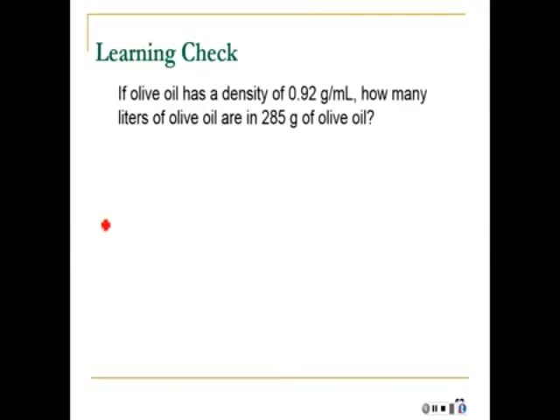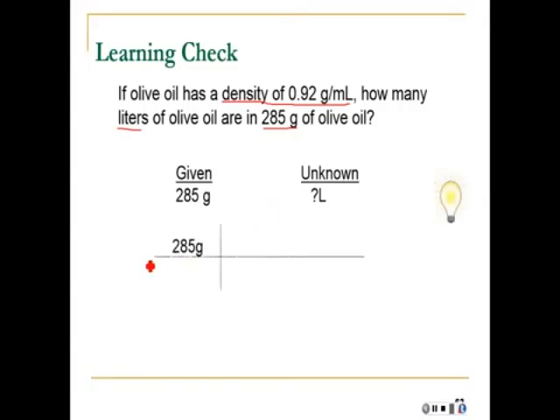All right, you try this one now, and then come back and see the solution. So I'm going to pause the video. If olive oil has a density of 0.92 grams per mL, how many liters of olive oil are in 285 grams of olive oil? So we're given 285 grams, and we want liters. So we're going to have to take 285 grams, and then we're going to have to use the density, because that's grams per milliliter, and we can figure out how many milliliters that will be.